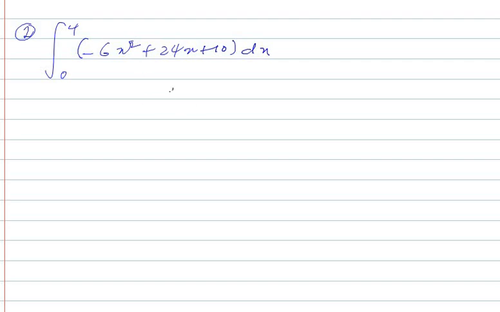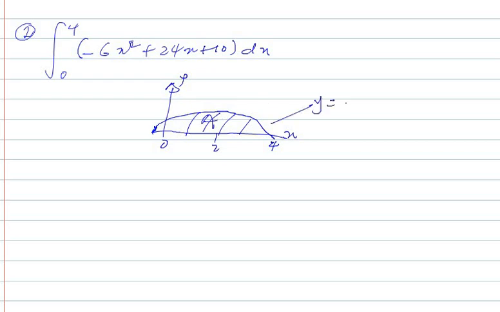So our graph should be like this. Here we have 0, here let's say y, here we have x. So from 0 to 4 we have a curve like this, and we have an area here. Our function is y equal to minus 6x squared plus 24x plus 10.